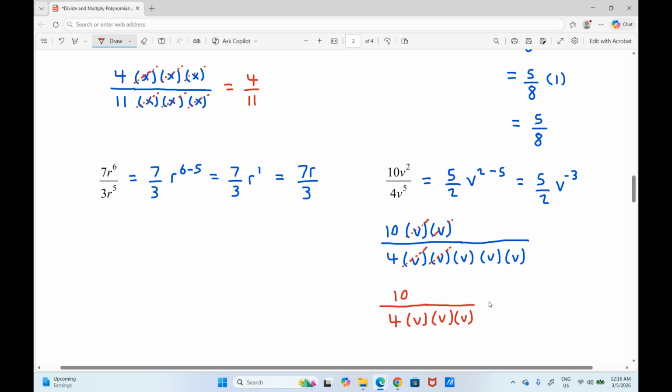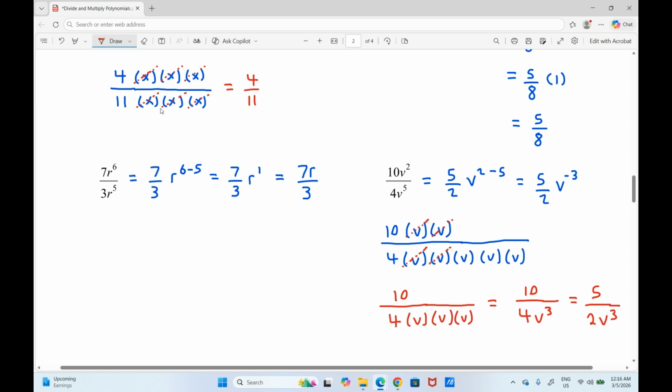So I'm going to have 10 on the top, 4 on the bottom, and v to the exponent of 3 on the bottom. And if I simplify the 10 and the 4 by dividing top and bottom by 2, I'm going to have as a final answer 5 divided by 2v to the exponent of 3.